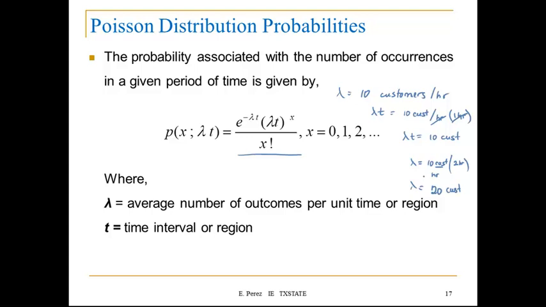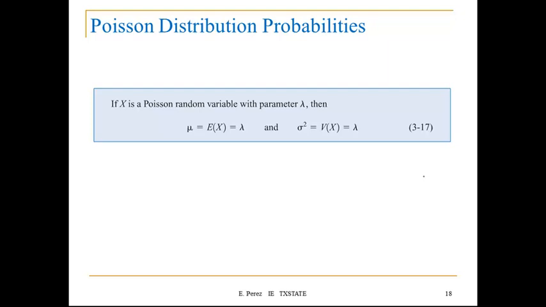Okay, so this is something you need to be careful about. You have the lambda and you have to look at the units that you're using for your lambda. So if it is based on hours, then you need to be sure that your units correspond to those presented in the question that you're trying to answer. So you're going to have to be careful with the units. If x is a Poisson random variable with parameter lambda, then the mean and the variance are just lambda, which is a very nice property of the Poisson. The mean and the variance are the same.